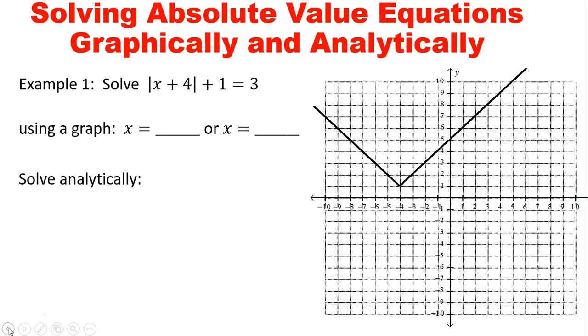So in example 1, we're going to solve this equation, and we're going to do it both graphically and also analytically. So we're solving the absolute value of x plus 4 plus 1 is equal to 3. And we're going to do that by graphing a system of equations. We've already learned that a system is two or more graphs on the same coordinate plane.